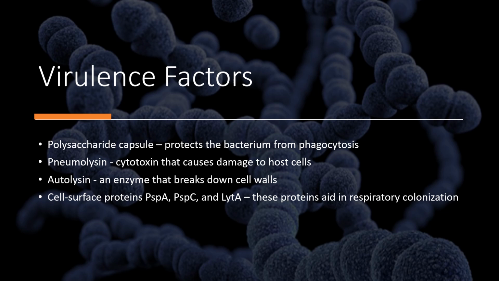Pseudomycin is a cytotoxin that causes damage to the host cells, contributing to the pathogenicity of bacteria causing acute bacterial rhinosinusitis. Autolysin, an enzyme that breaks down cell walls, also plays a role in bacterial virulence. Additionally, cell surface proteins such as PspA, PspC, and LytA aid in respiratory colonization, further enhancing the ability of this bacteria to establish infection.